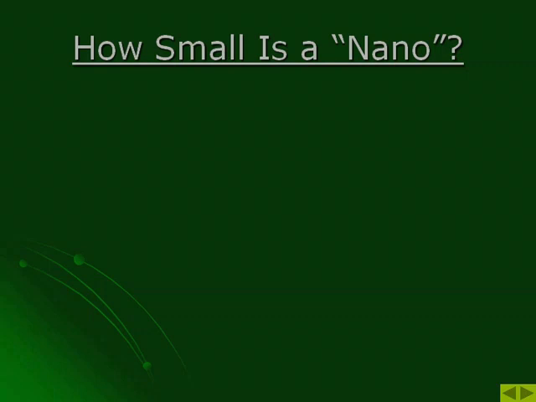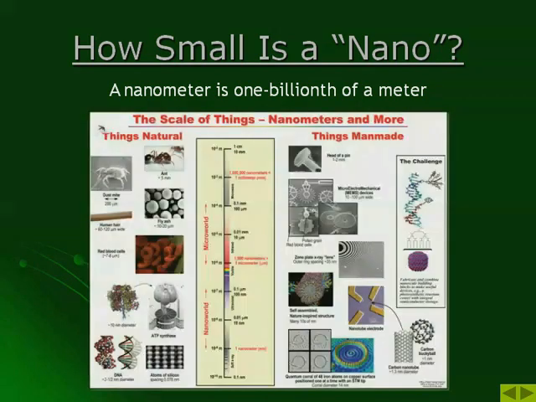How small is a nano? A nanometer is 1/1000th of a meter. Photocatalytic oxidizer nanoparticles are about 10 nanometers in length. How does that size compare to other microscopic items?